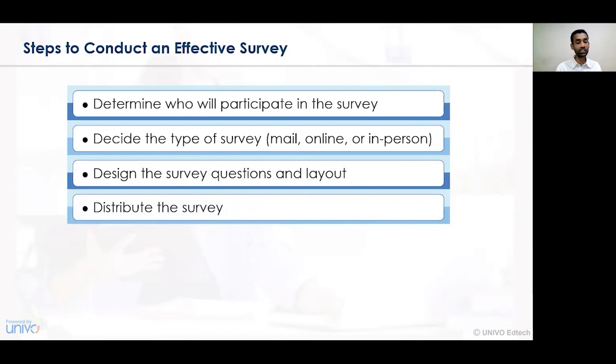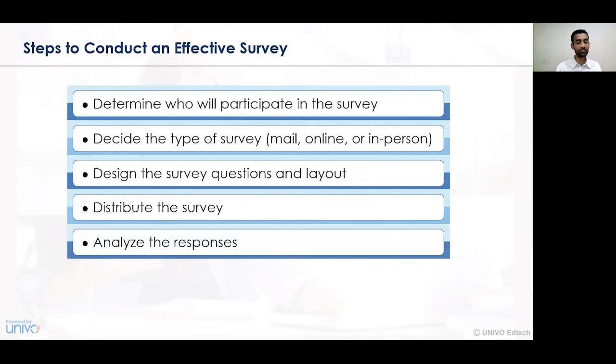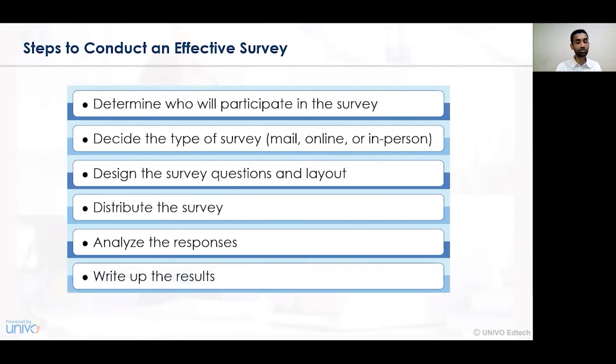Accordingly, we need to identify to whom the survey needs to be distributed and how the actual distribution of this survey can be undertaken. Then comes analyzing the responses. We need to analyze what responses we have collected, and analysis and interpretation of that data is essentially important. And lastly, writing up the results. We need to write up the results based on the findings or the inputs that we have collected on the basis of the data.